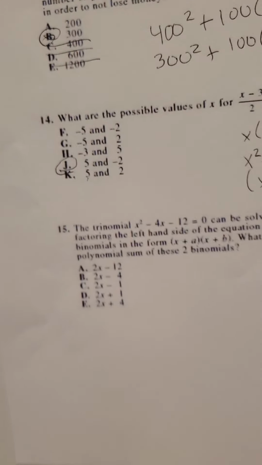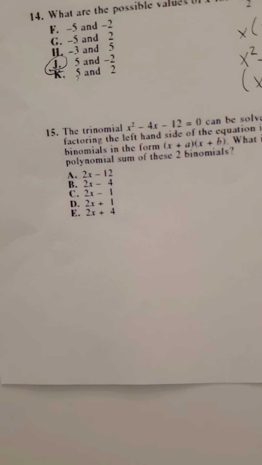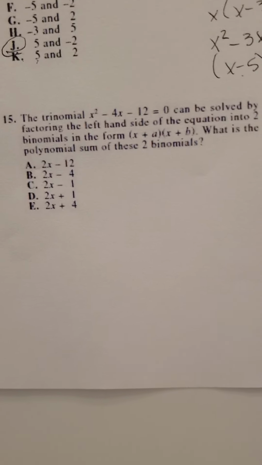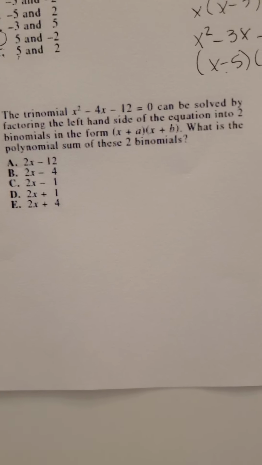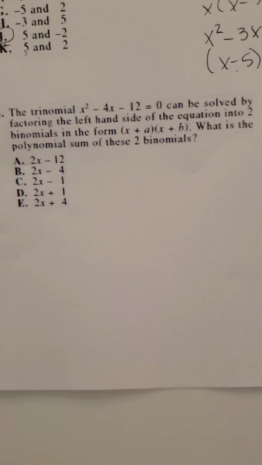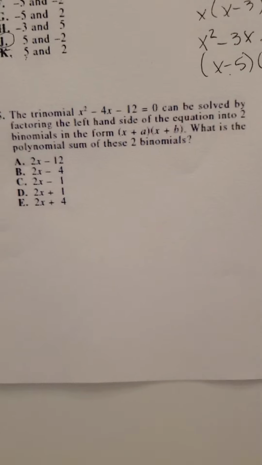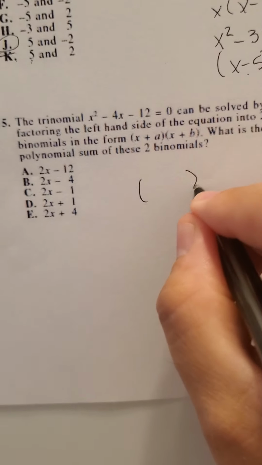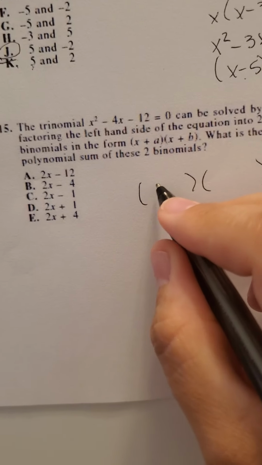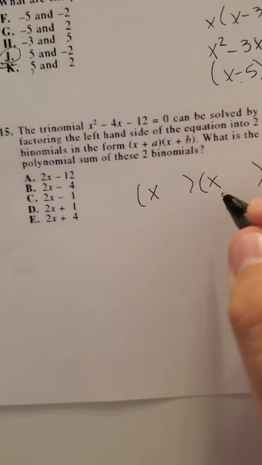All right, makes sense? All right, and then 15, they want us to factor, and then once we get the factors, they want us to add it together. That's what it means by what is the polynomial sum of these two binomials. So all I have to do is factor the left, -12, okay? I'm going to go about this quickly. So x and x, so I know it's going to be 2x.